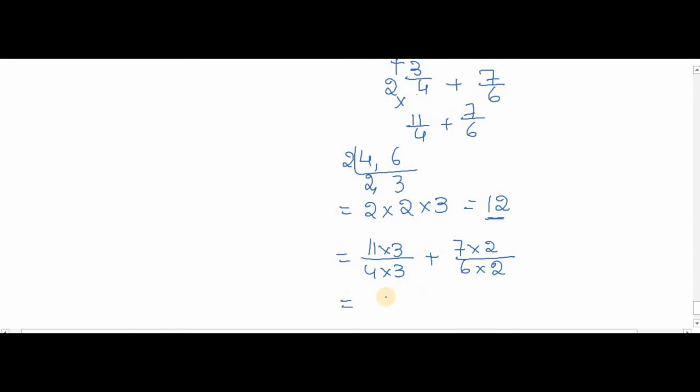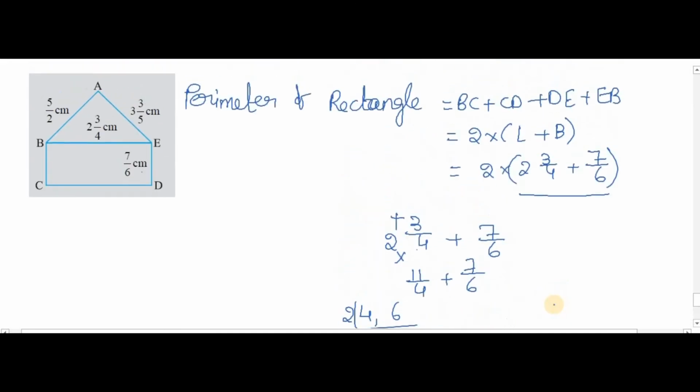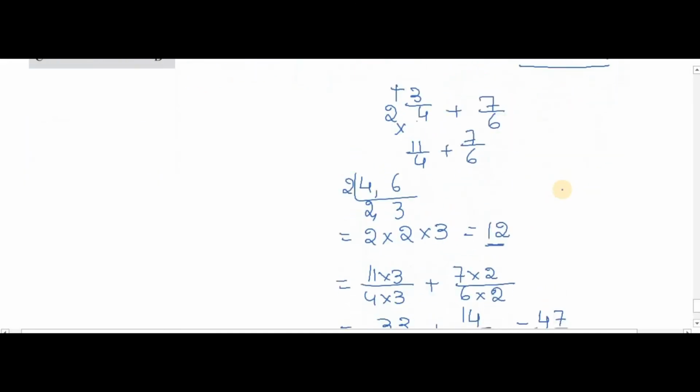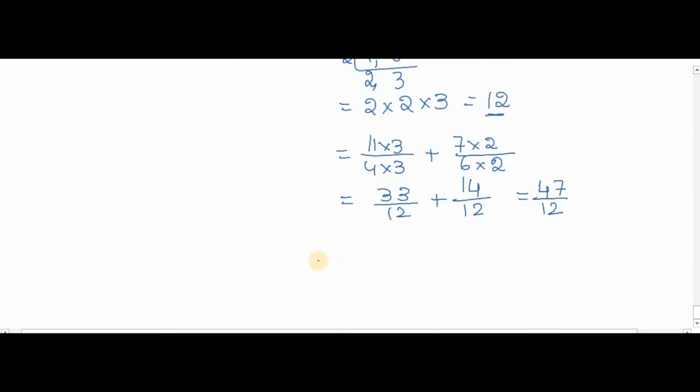Now multiply numerators and denominators. 11 threes are 33 by 4 threes are 12, plus 7 twos are 14 by 6 twos are 12. Now add the numerators: 33 plus 14 is 47/12. We have done only the addition part which is in the brackets, so this bracket answer is 47/12. Now we have to do 2 into 47/12. We can multiply or we can cancel, because in the 2 table 12 will come: 2 ones are 2, 2 sixes are 12. 1 into 47 is 47/6.